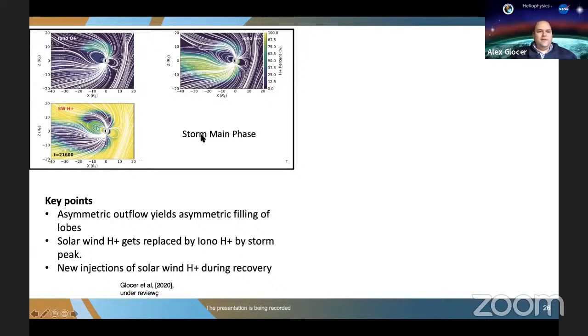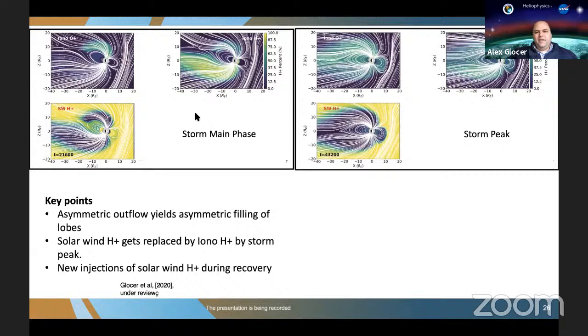And so during the storm main phase, we find that the lobes are largely filled with ionospheric plasma, and that the solar wind is providing, quite a lot in fact, the majority at this time of the plasma sheet and inner magnetosphere population. Now, as we go into the storm peak, we find that, at least in this cut, we're displacing quite a lot of those solar wind protons and replacing them with ionospheric plasma in this simulation.